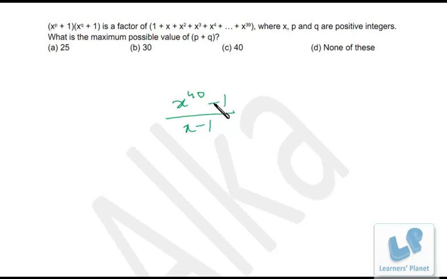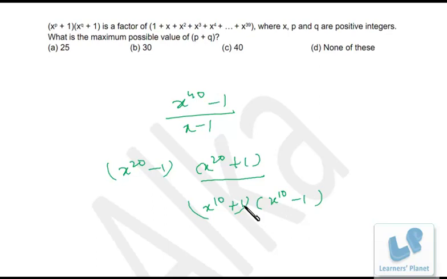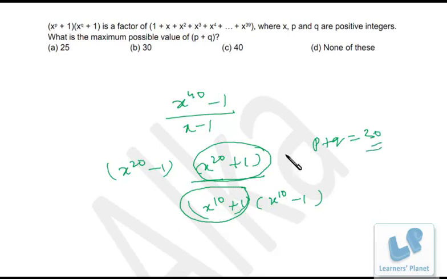Now, if you factorize x raised to 40 minus 1, it will be x raised to 20 minus 1 times x raised to 20 plus 1, right? Now x raised to p plus 1 and x raised to q plus 1 we are getting as factors. So x raised to p plus 1 is, suppose, this. Now it can be further factorized into x raised to 10 plus 1 and x raised to 10 minus 1, right? So this is, suppose, the first expression, that is x raised to p plus 1, and this is x raised to q plus 1. So the maximum value that can be achieved is 20 plus 10, that is p plus q is 20 plus 10, that's 30. Right? Very simple problem, friends.